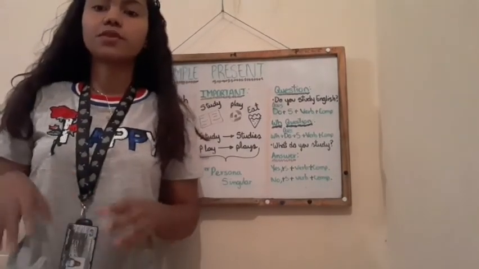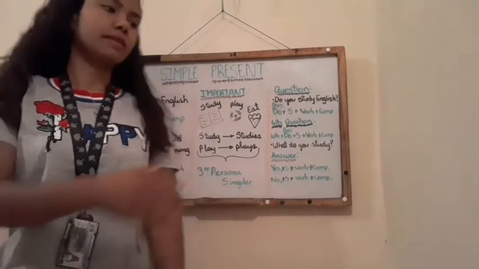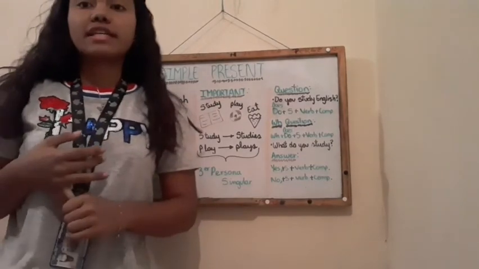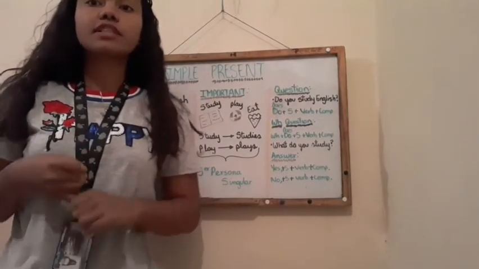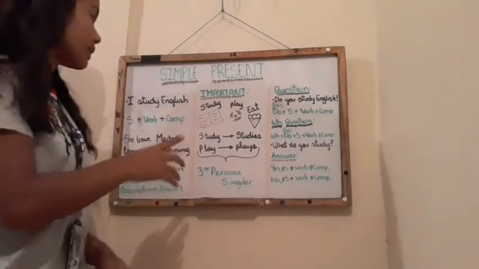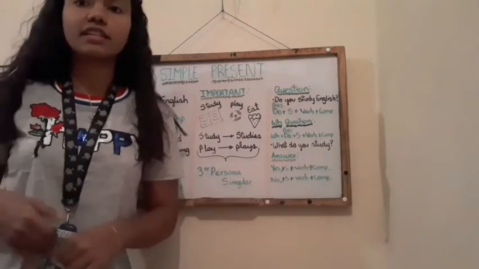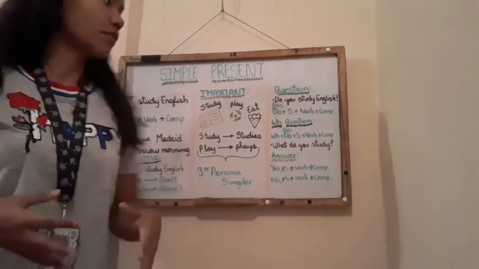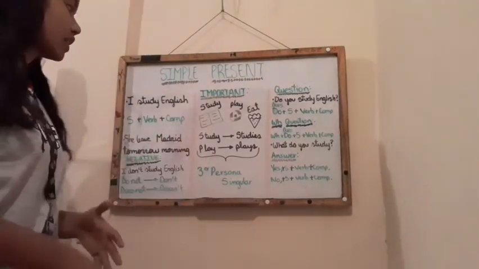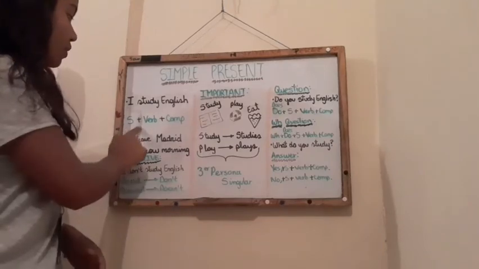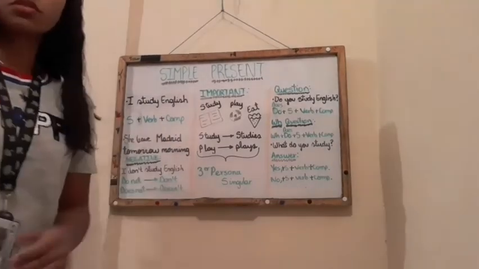I am going to give you a little summary about simple present, present progressive, present perfect, and simple past. The simple present is used to talk about customary actions that I do with frequency. For example, I study English. It is subject plus verb plus complement.